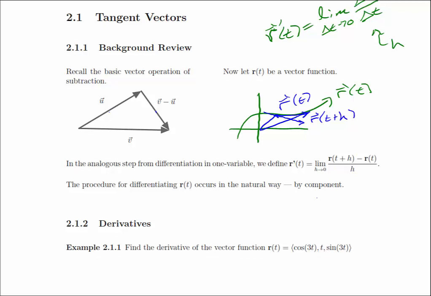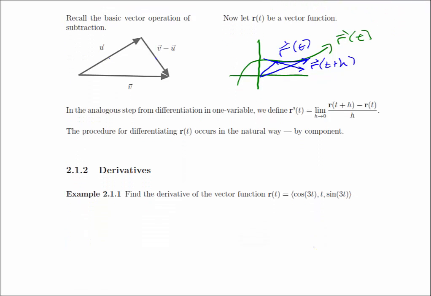Okay, so we're going to now use this idea, but in practice, instead of taking this limit over and over again, we know our derivative rules, and so when we're actually taking the derivative of our vector-valued function, we're just going to take the derivative of each component individually.